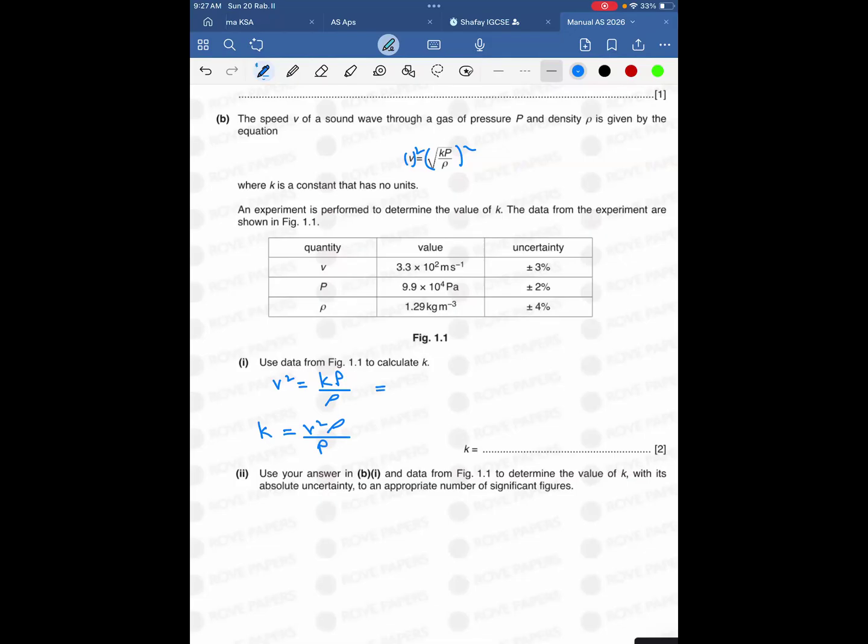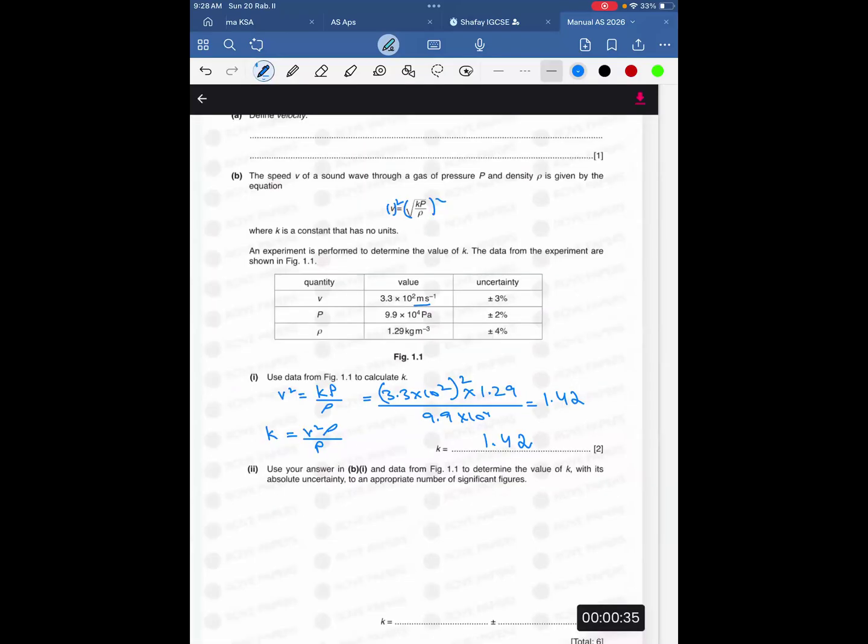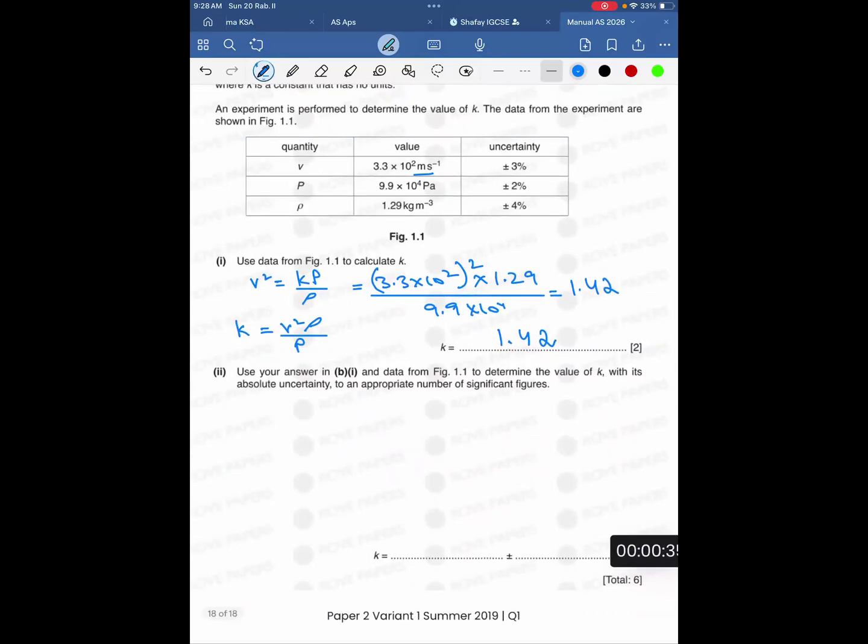Let's substitute. Substitution gets us v squared. Check the value. Value is given in standard units. So 3.3 times 10 exponent 2, squared, into rho. Rho is also given in standard unit, 1.29, no exponent, upon p. P is given to us as 9.9 times 10 exponent 4. Please use a calculator and calculate it in one go. It is 1.42, no 10 exponent, right? We can give the answer to 2 or 3 significant figures here. No worries. Yes, here we have to be careful about the significant figures.